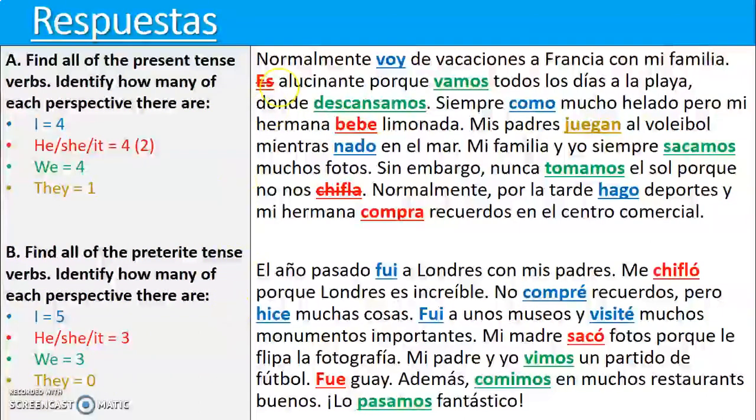So here are your answers. So you've got 4 I verbs. So you've got voy, como, so I eat, nado en el mar, and then hago, which is I do. 2 of these are irregular, so voy and hago are 2 really important ones to remember.